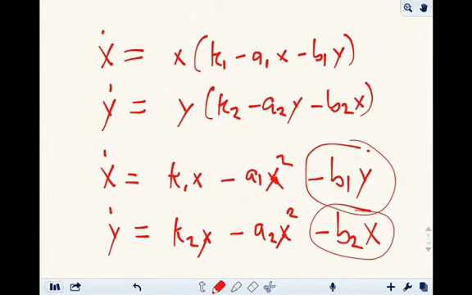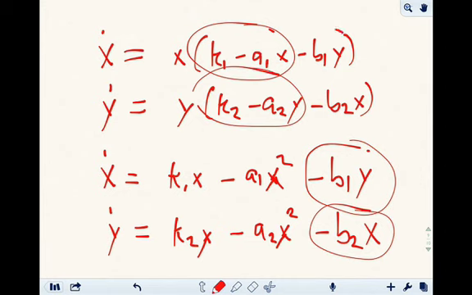So that's essentially what that looks like. We have density-dependent growth in both equations, and the interspecies terms couple them together. Without that, we would just have the logistic equation for two separate species.